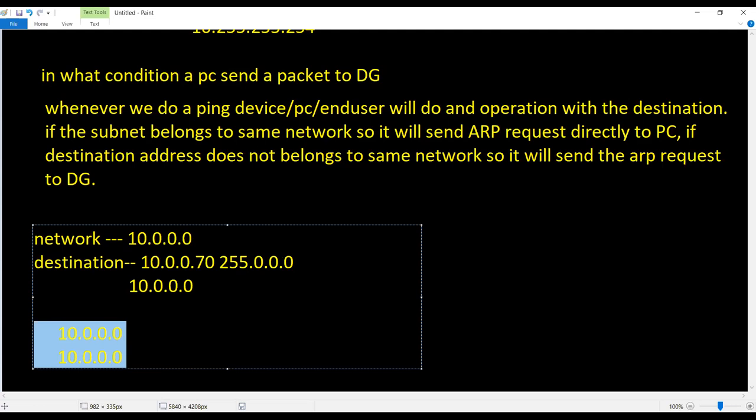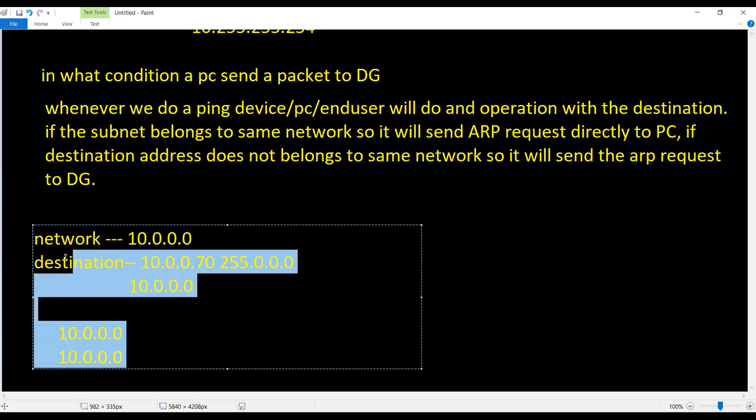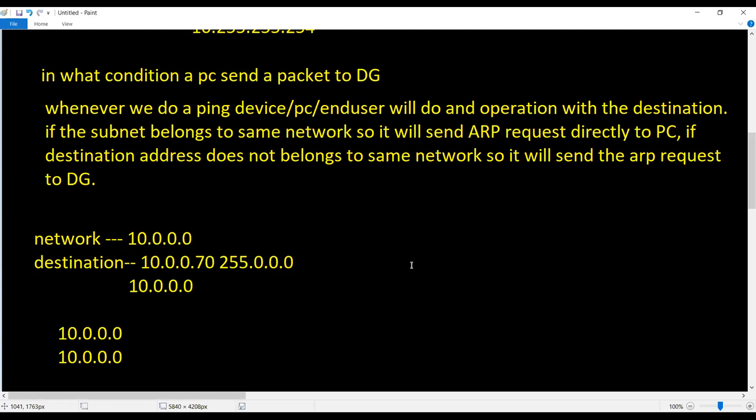Atif, is this clear to you? Yes. Is this clear to you? Yes. Atif, just give me a second. I can hear you. Can you hear me? Yep. So this is clear to you? Yes. Okay, perfect.